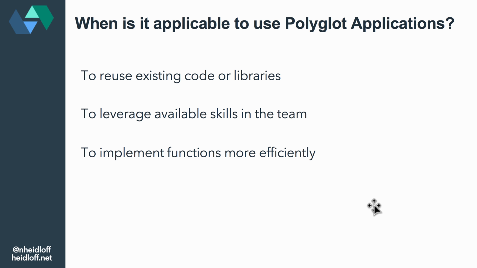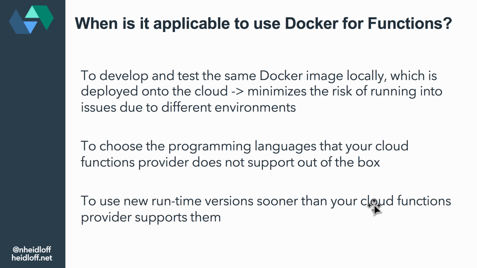In my sample application, I've used several programming languages because the bigger applications get, the more likely it is that you want to use different languages. For example, you might want to reuse existing code or libraries in serverless functions, or you want to leverage certain skills in your team. Additionally, certain languages might allow you to implement functions more efficiently. OpenWhisk supports several programming languages out of the box.